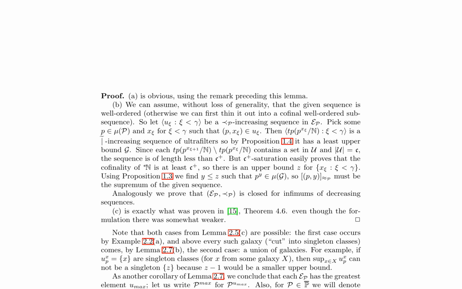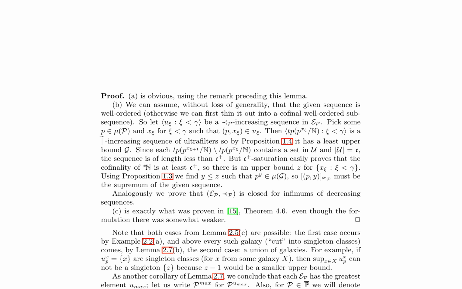The proof of Lemma 2.7 is presented in three parts. Part A is straightforward, while Part B assumes that the given sequence is well-ordered without loss of generality. It is demonstrated that the sequence of ultrafilters has a least upper bound G, and using Proposition 1.4, it is proven that the cofinality of *N is at least c+, implying the existence of an upper bound z for x_ξ with ξ less than γ.